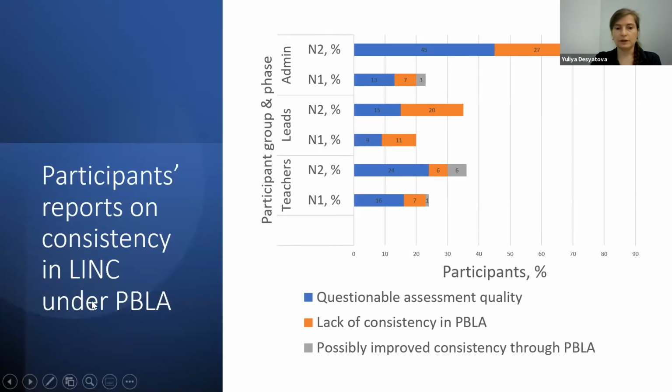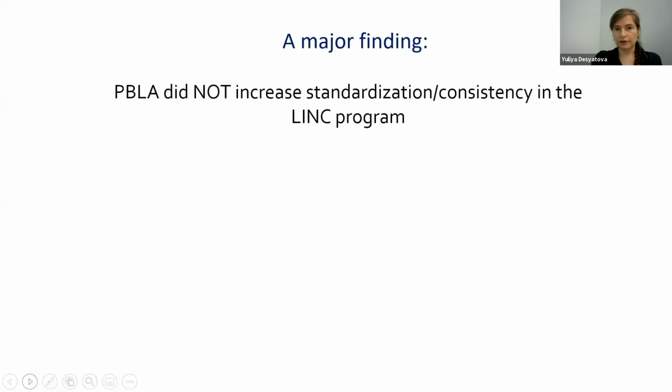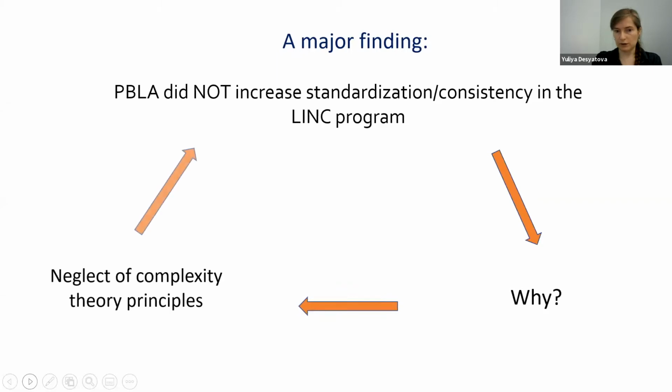This graph represents a summary of quantitized data. So the number of participants who referred to a particular theme, for example, questionable assessment quality, you can see the blue color dominates across the groups and the phases, except the PBLA leads group, where they still comment quite frequently in orange on lack of consistency in PBLA. So possibly improved consistency in gray is the smallest theme amongst the participants. So the major finding is that PBLA did not increase standardization. And of course, we are starting to ask the question why that happened.